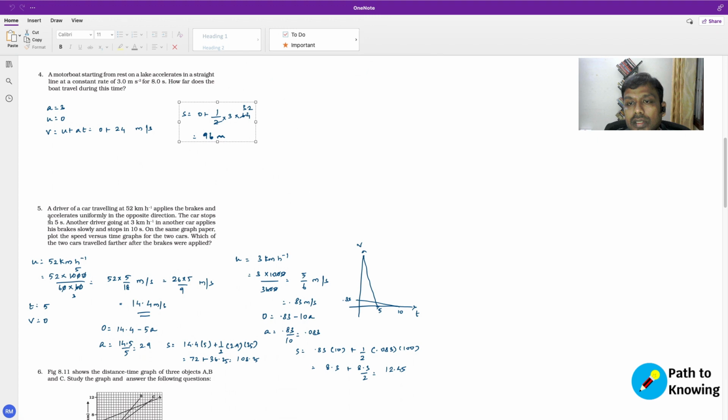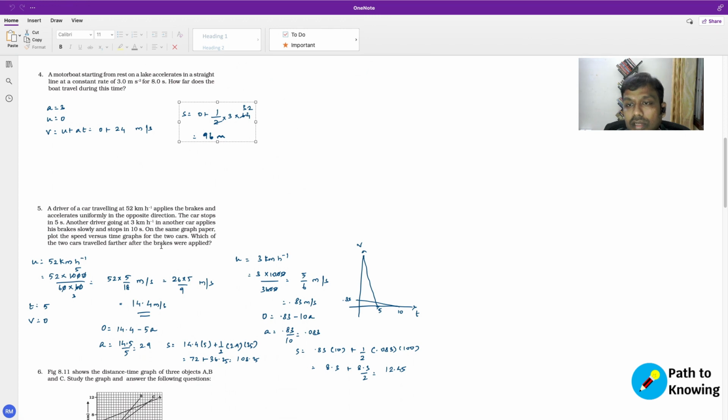So let's go to the next question. A driver of a car traveling at 52 kilometers per hour applies brakes and accelerates uniformly in the opposite direction. The car stops in 5 seconds. Another driver going at 3 kilometers per hour in another car applies his brakes slowly and stops in 10 seconds. On the same graph, plot the speed versus time graphs for the two cars. Which of the two cars travel farther after the brakes were applied?